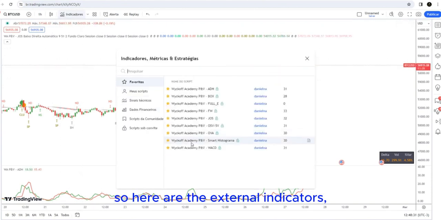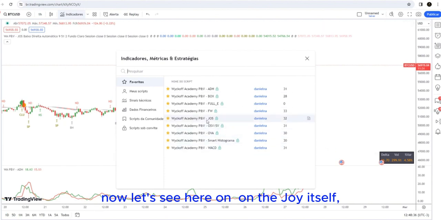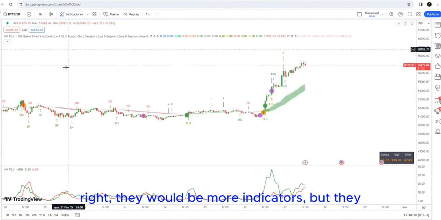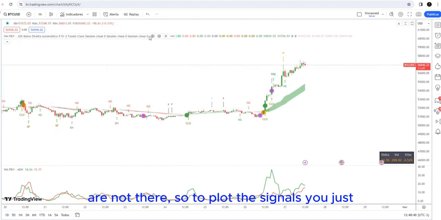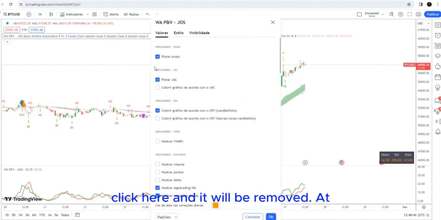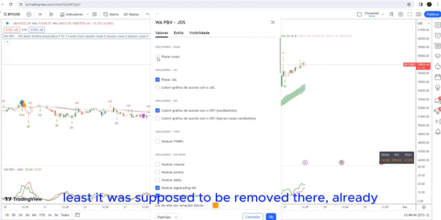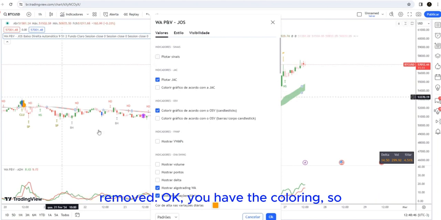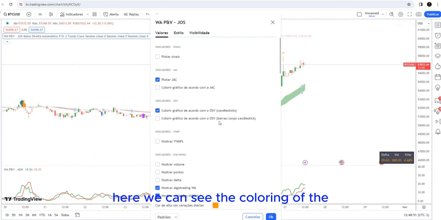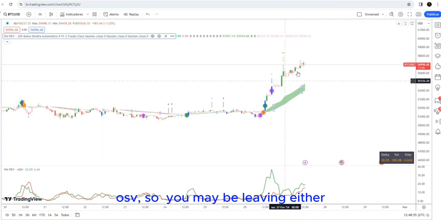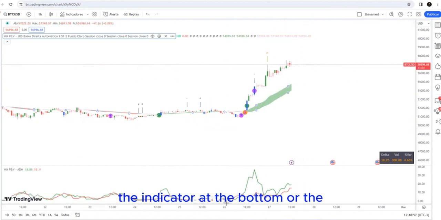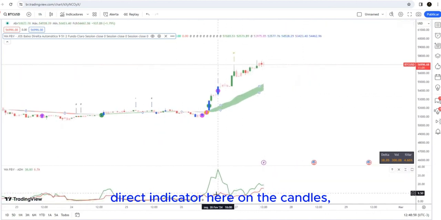So here are the external indicators. Now let's see here on the Joy itself. There would be more indicators, but they are not there. So to plot the signals, you just click here and it will be removed. At least it was supposed to be removed there already. Removed, okay. You have the coloring. So here we can see the coloring of the OSV. So you may leave either the indicator at the bottom or the direct indicator here on the candles.